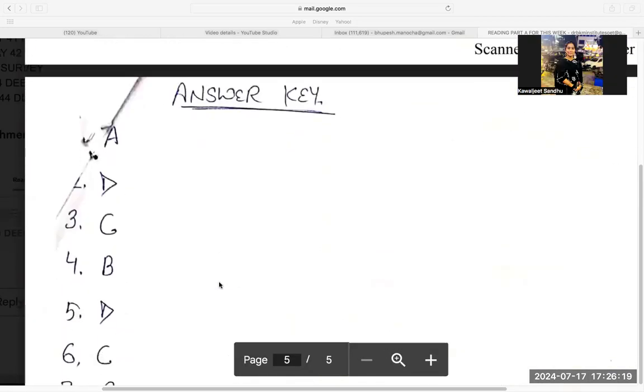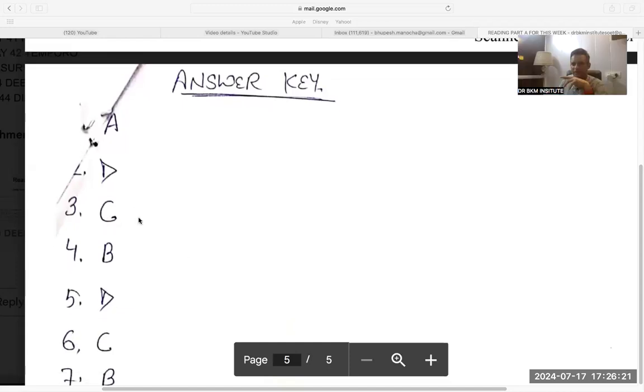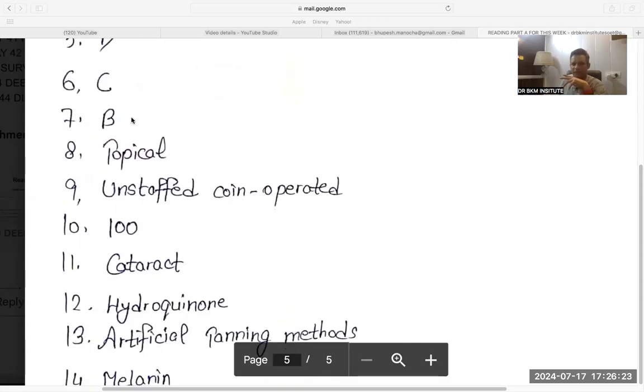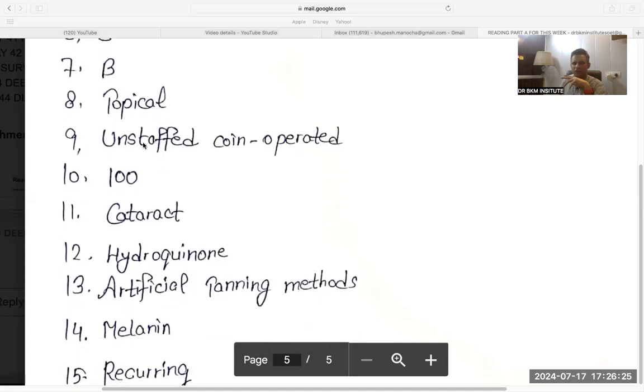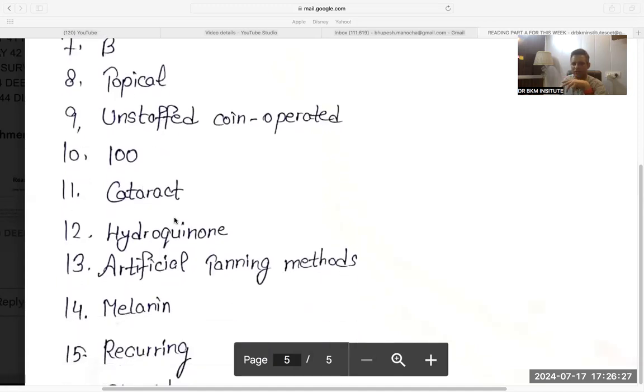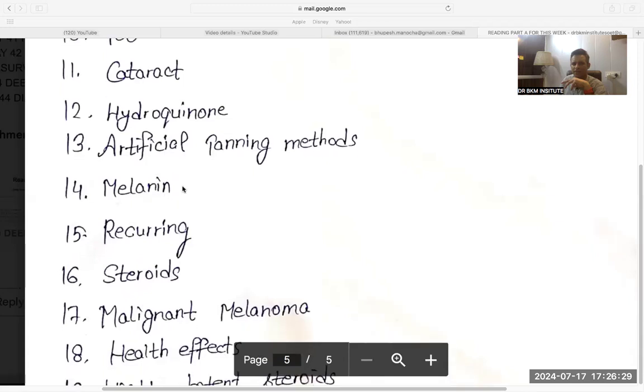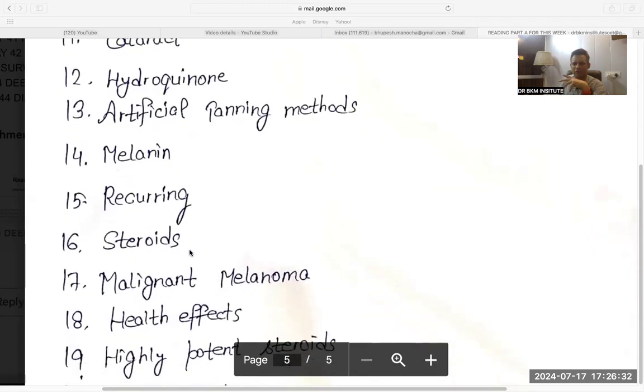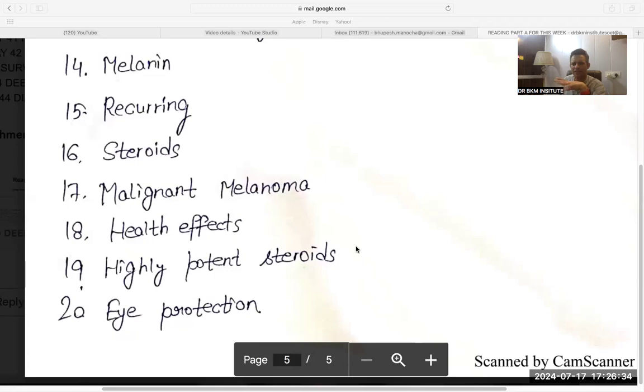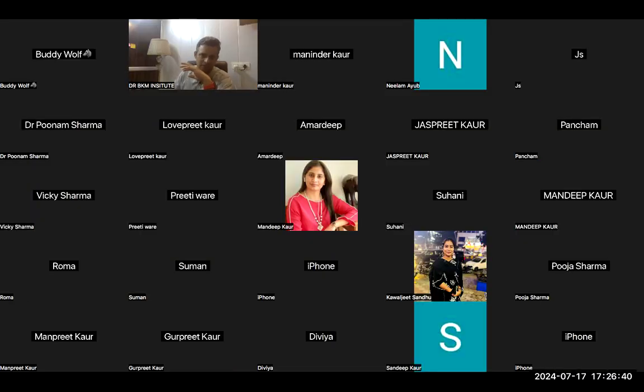Yes, sir. So we have done almost all; that answer is also C third, which we left. And then we did almost these questions. Topical is also correct. Cataract we did, hydroquinone we did. Melanin maybe we did not do, but we could have done melanin, melanoma, health effects, highly potent steroids. So this is how simple it becomes.